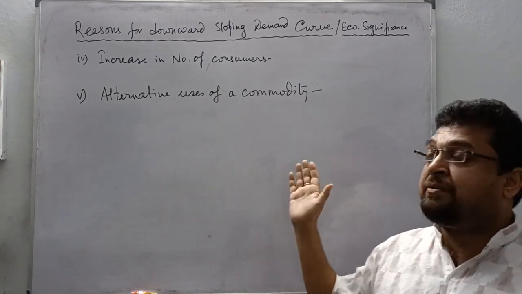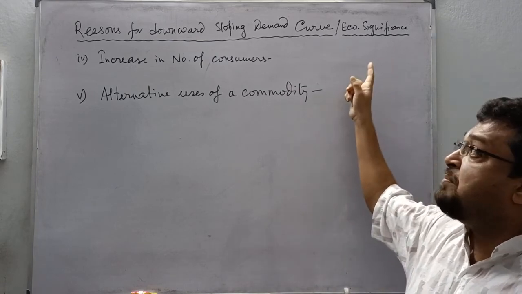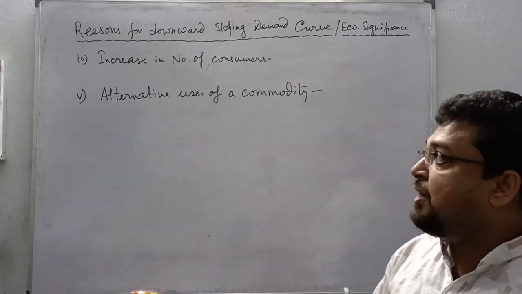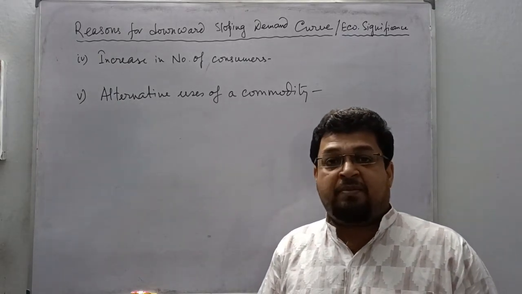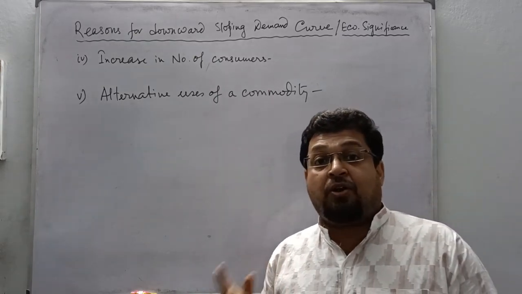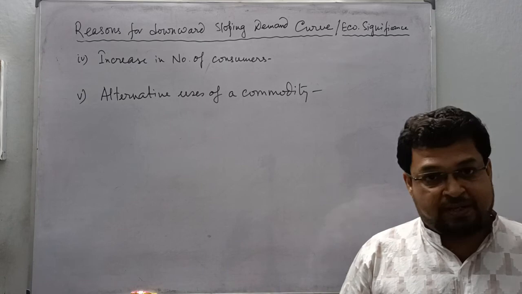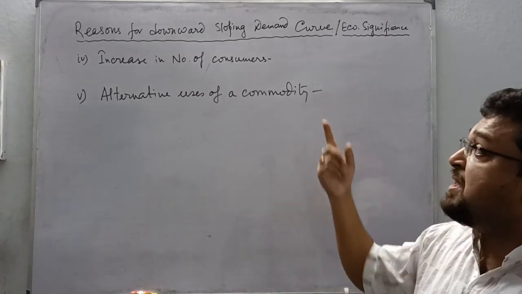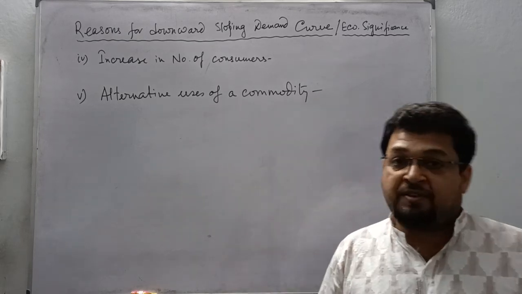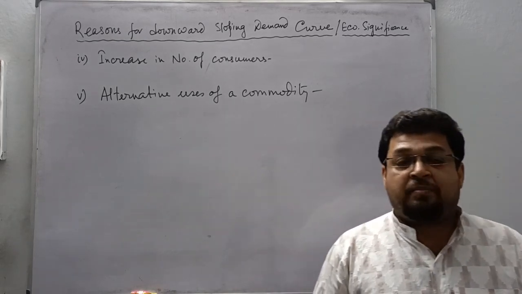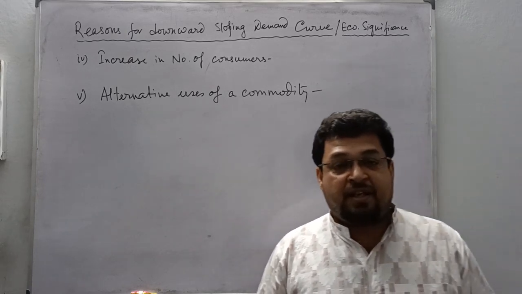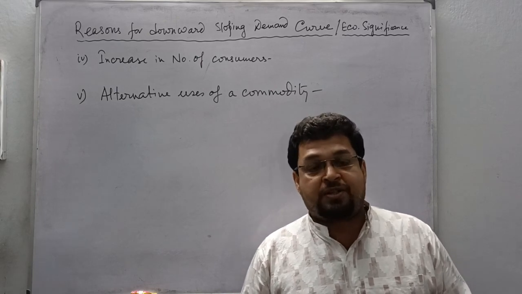So five reasons we generally account as the economic significance of the inverse relation between price and quantity demanded. Three of them are very important: the income effect and the substitution effect, combinedly known as the price effect, and the law of diminishing marginal utility. And two more reasons are the increase in the number of consumers and alternative uses of the commodity. So these are the economic reasons for the downward sloping demand curve.